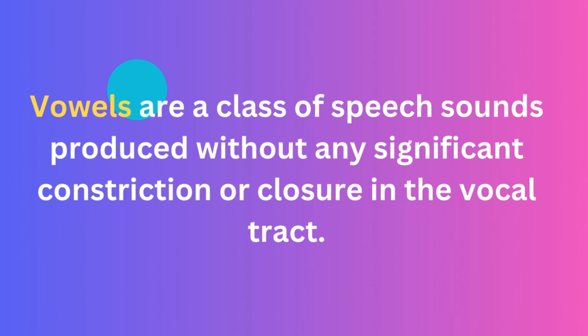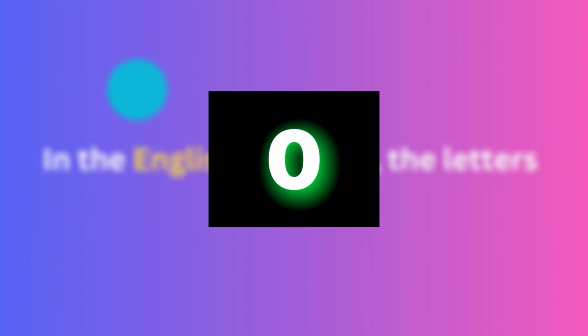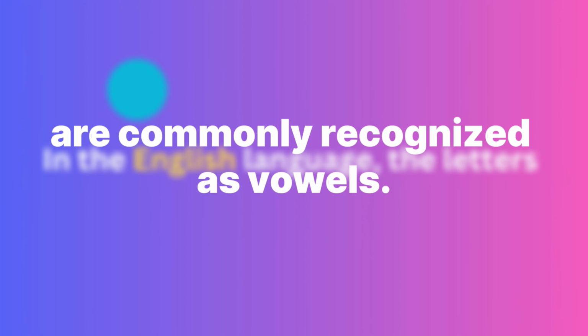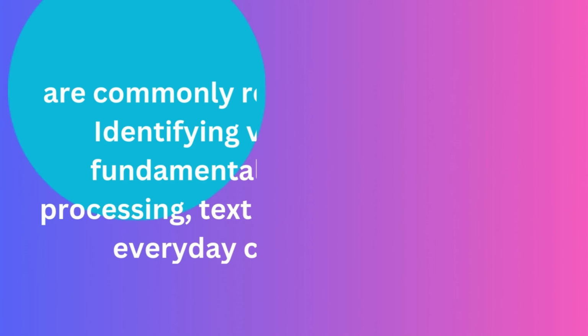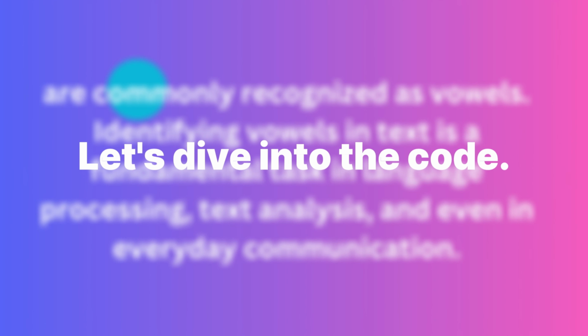Vowels are a class of speech sounds produced without any significant constriction or closure in the vocal tract. In the English language, the letters A, E, I, O, and U are commonly recognized as vowels. Identifying vowels in text is a fundamental task in language processing, text analysis, and even in everyday communication. So let's dive into the code.